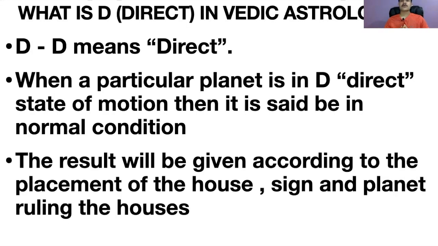So mainly, what is D or direct in Vedic astrology? See, D means direct normally. When a particular planet is in the D state, or the direct state of motion, it is said to be in a normal condition. The result will be given according to the placement of the house, sign and planet ruling the houses. That is what the direct state of a planet normally represents.